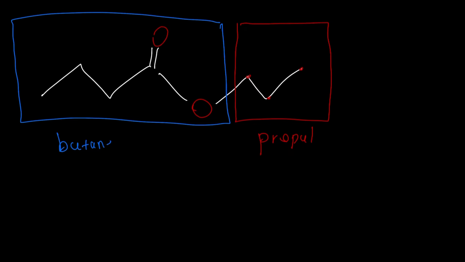But since you have the ester functional group, instead of calling it butane, you're going to call it butanoate. And to put it together, you're going to say propyl, and you're going to put a space and put butanoate. And that's how you name that compound.